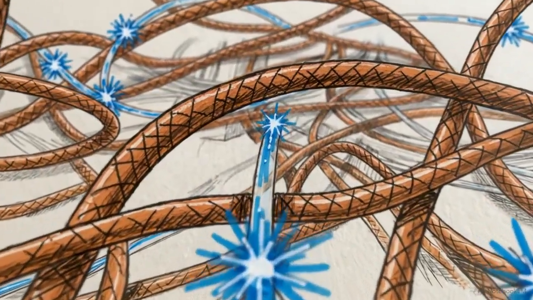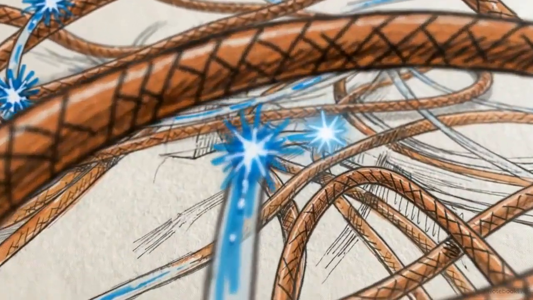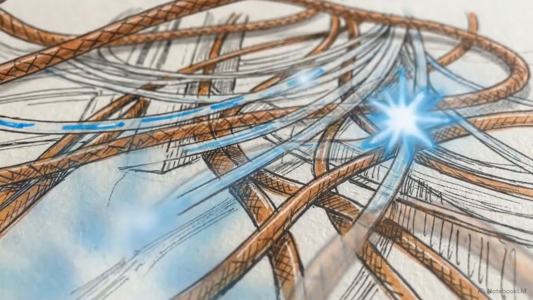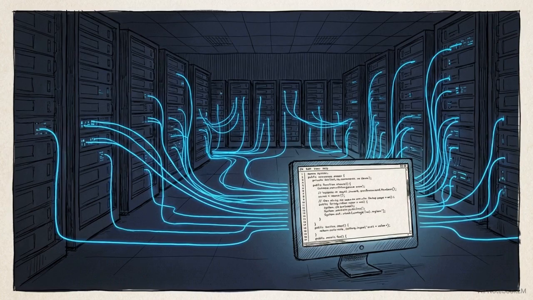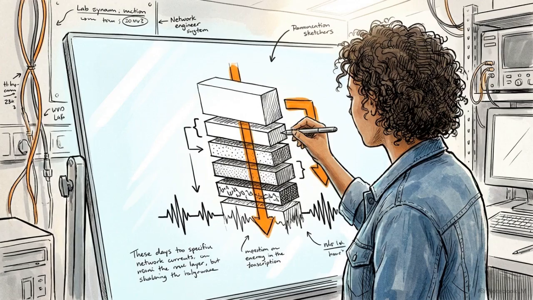Look closely at a modern network, and you see a chaotic intersection of physically disparate hardware, copper cables, fiber optics, radio waves, trying to flawlessly transmit data between thousands of distinct software applications. Making these systems communicate seamlessly is a massive engineering hurdle. To solve this interoperability problem, engineers rely on a 7-layer framework known as the OSI model.